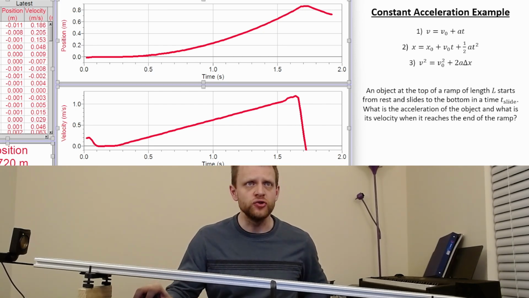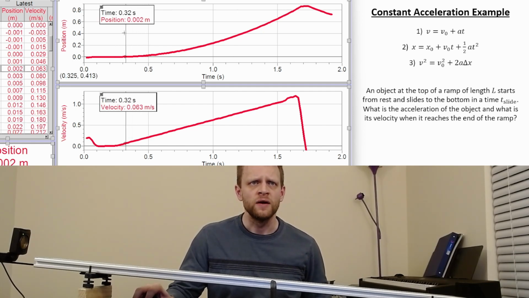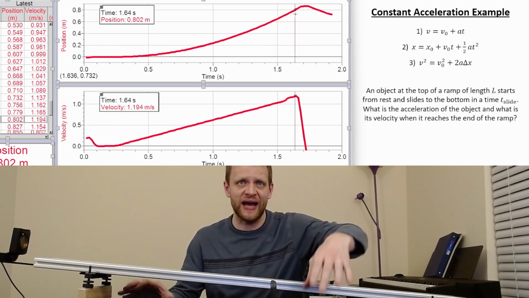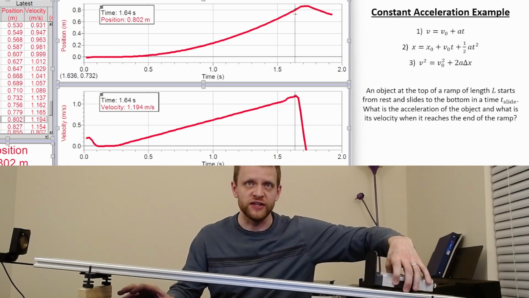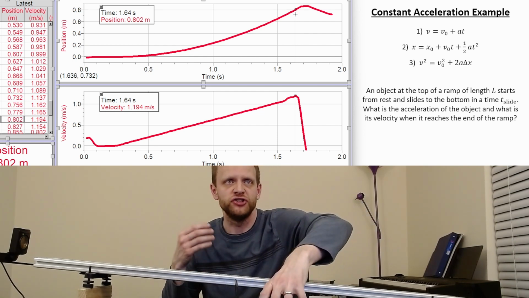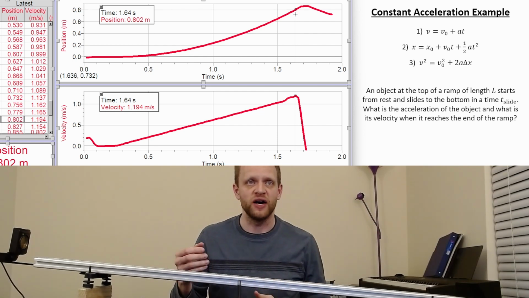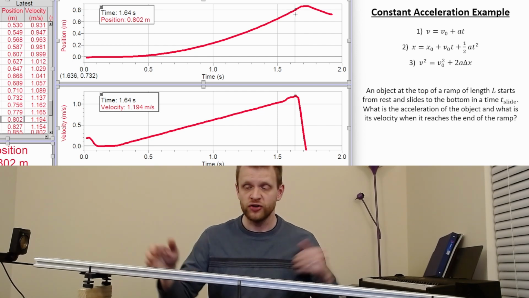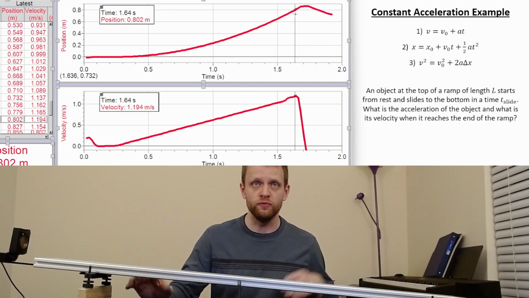So if we look at these two graphs, we can say the object was just starting to move right around 0.24 seconds, and the time when it reached its maximum velocity, again, this was just as it started hitting the end of the ramp. It still moved a little bit further forward as the spring compressed a little bit, but just as it reaches the end of the ramp, the time is 1.64 seconds, and our position on the ramp is 0.802 meters. So the length of the ramp was 0.802 meters.